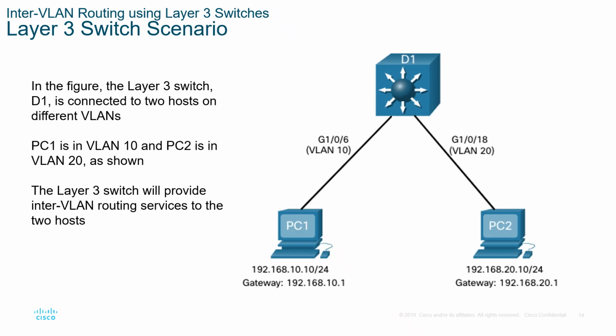So in this figure, the layer 3 switch D1 is connected to 2 hosts on different VLANs. PC1 is in VLAN 10 and PC2 is in VLAN 20. The layer 3 switch will provide inter-VLAN routing services to the 2 hosts. Now understand, there are commands that you would have to do in this layer 3 switch. It's not just going to be a switch. You have to go into this switch and tell it to act as a router. So once you tell it to do IP routing, then that switch will go with both switching and routing capabilities.